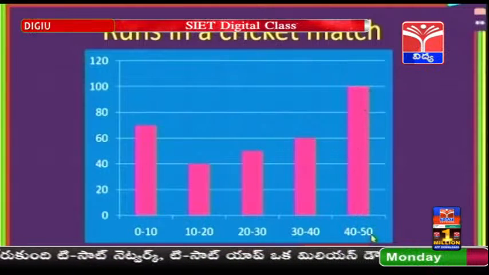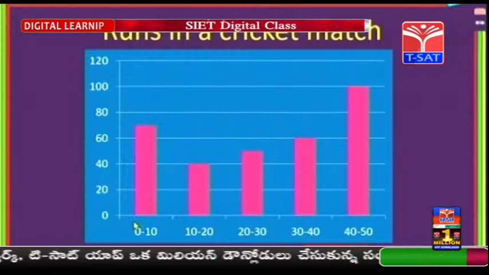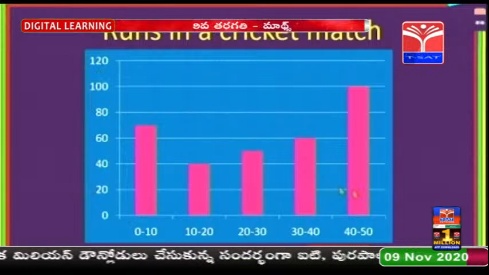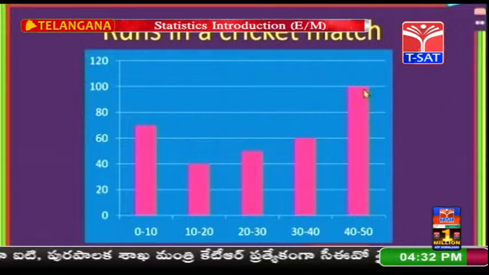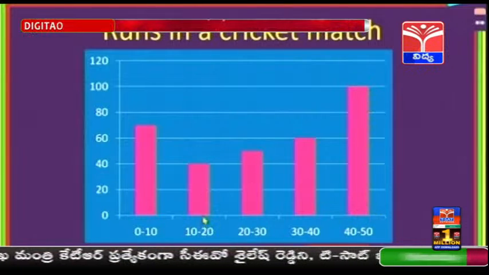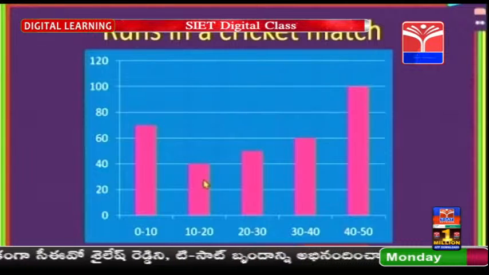On the x axis I have taken overs, and on the y axis I have taken runs. By observing this graph, we can say that in 40 to 50 overs they scored well, but in 10 to 20 overs they scored less. So, like that we can observe.